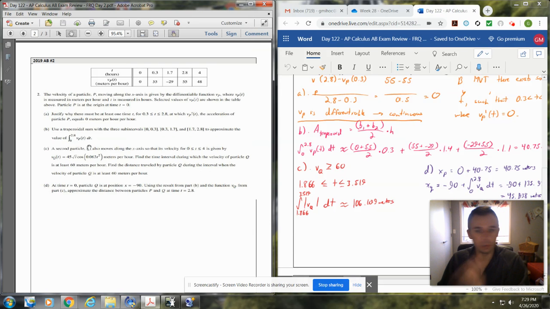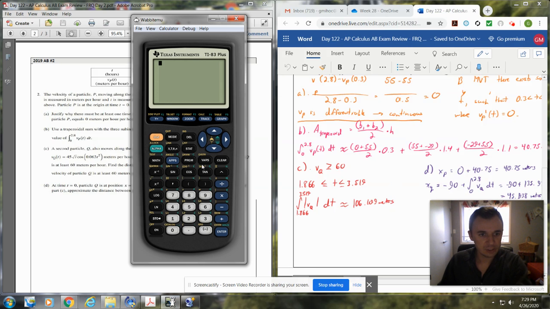So once again, we're going to jump straight into it. We found those t values where v sub q is greater than or equal to 60, and then we're going to find the total distance traveled of that particle using the integral. So once again, we're going to take the integral.